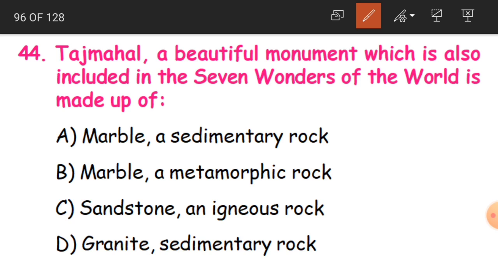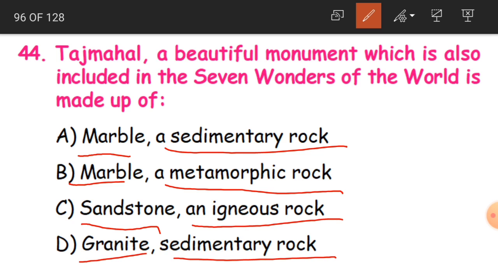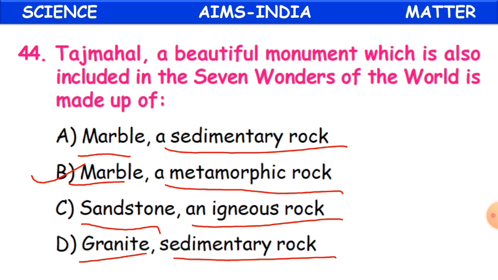And it is purely white in color. No, children, this construction is purely white in color. Is it made up of marble, a sedimentary rock; marble, a metamorphic rock; sandstone, an igneous rock; granite, a sedimentary rock? Okay, so it is made up of marble, a metamorphic rock. Okay, children. So this is how Taj Mahal is constructed with this material.